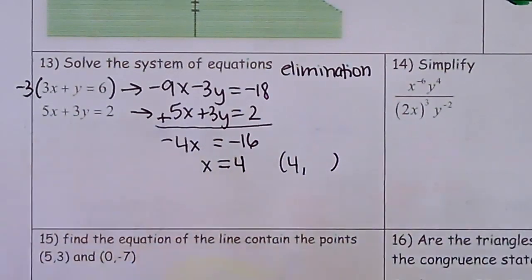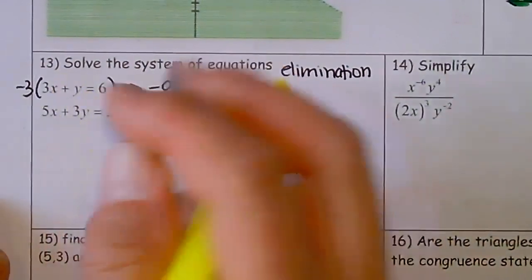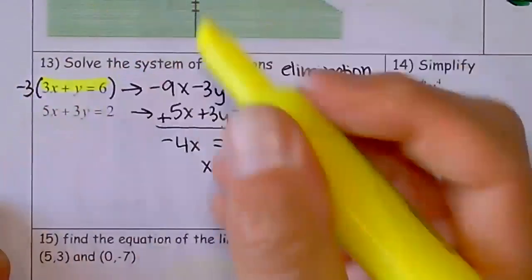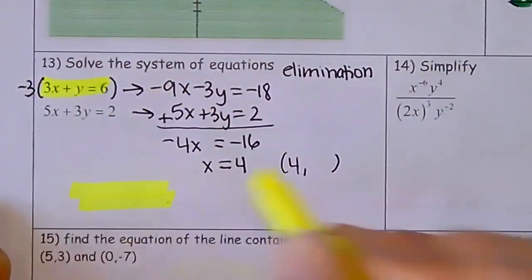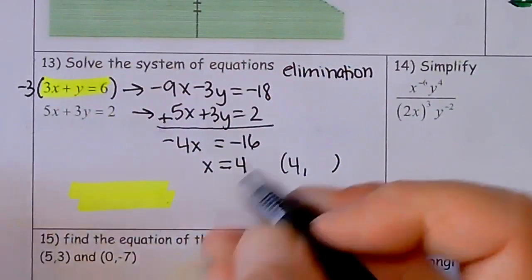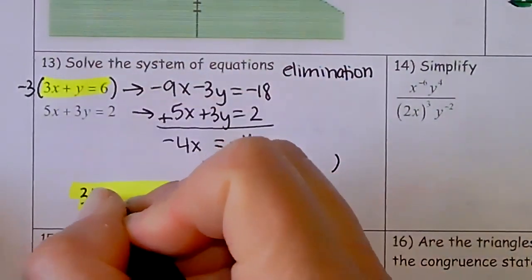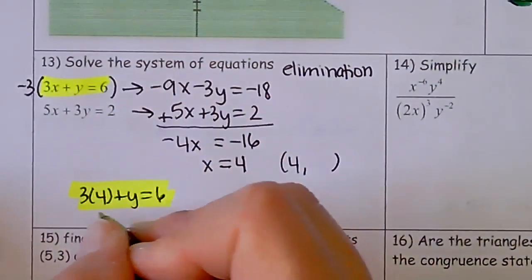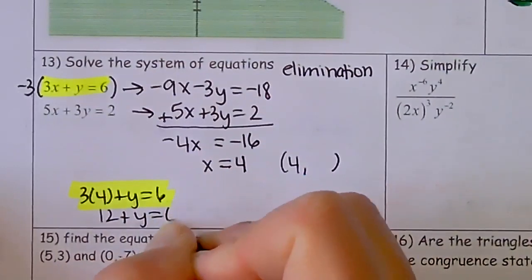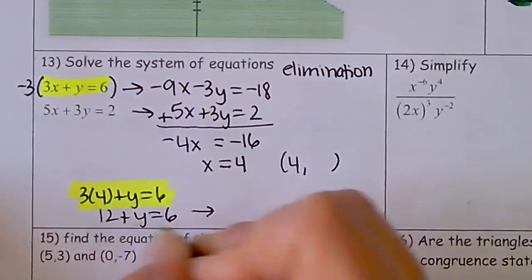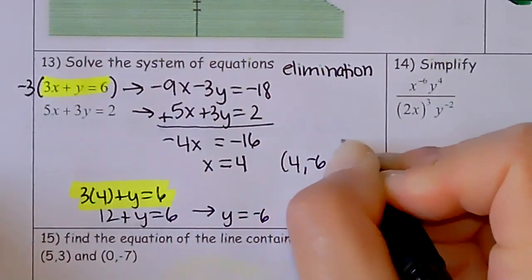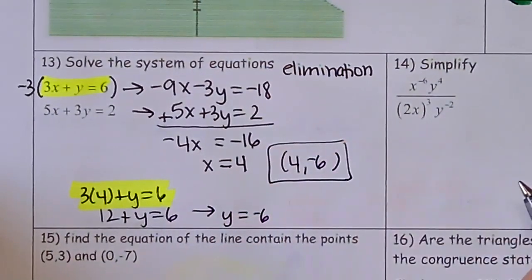So I'm going to come back to one of my equations. I always go back to my original ones here as opposed to this, okay? Out of these two, I think this one would be a nicer one to deal with. So that's the one I'm going to plug into, okay? So I'm going to put 4 into x, so I get 3 times 4 plus y equals 6. So I get 12 plus y equals 6. And I'm going to subtract 12 from both sides. And I get negative 6, and that's my point of intersection. That's my answer.